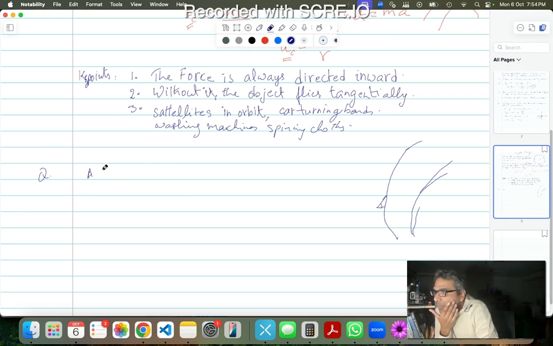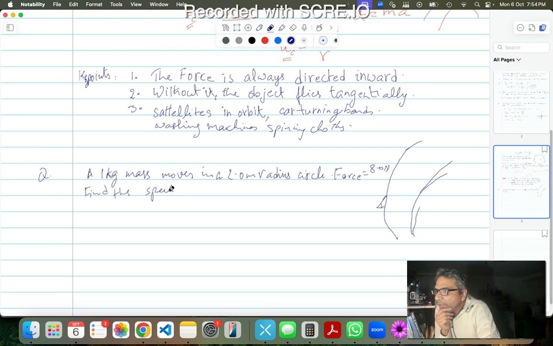A 1 kg mass moves in a 2.0 meter radius circle, which gives us a force of 8.0 Newton. Find the speed, right?